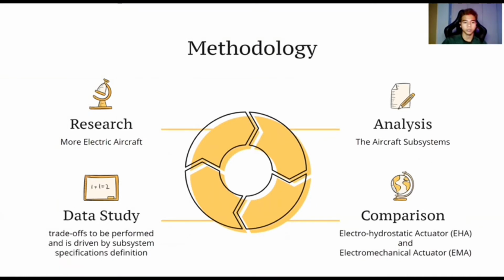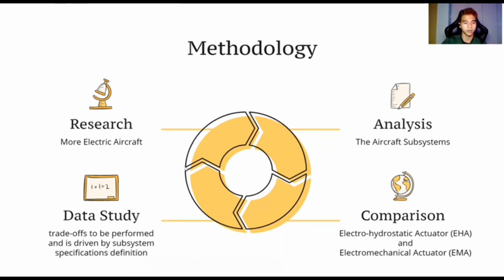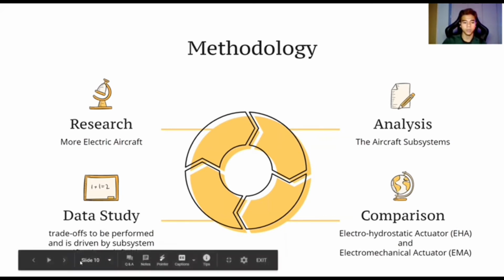More electric aircraft, that is the methodology of our report. The data study obtained is a trade-off to be performed and is driven by subsystem specification definition, and the analysis is of the aircraft subsystems. What we will be comparing in this methodology is the electrohydrostatic actuator, which is EHA, and the electromechanical actuator, which is EMA.